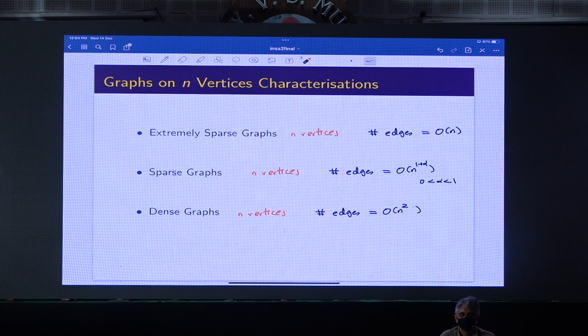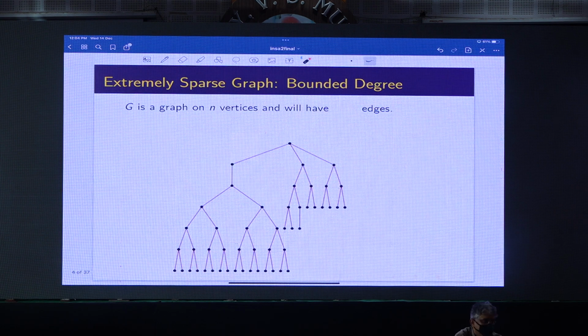And please feel free to interrupt me if you have any questions. I'll be happy to answer. Okay, here's the first example of a graph. I drew a graph. It's just a tree. It's a simple tree. I drew a sort of non-regular tree.